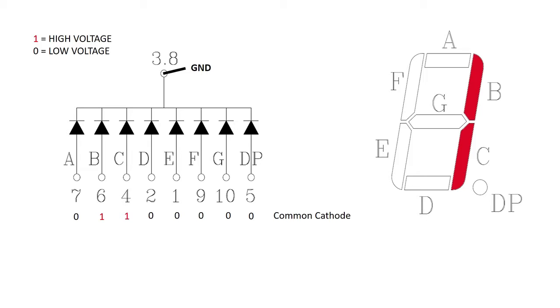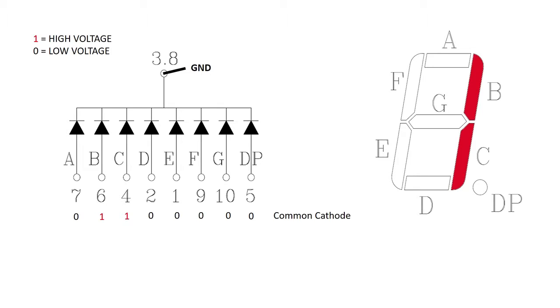Let's say if you want to display a digital number, for example 1, then only segment B and C should be illuminated. This can be done by applying high voltage onto pin 6 and 4 of the LED and applying 0 or low voltage on the rest of the pins.